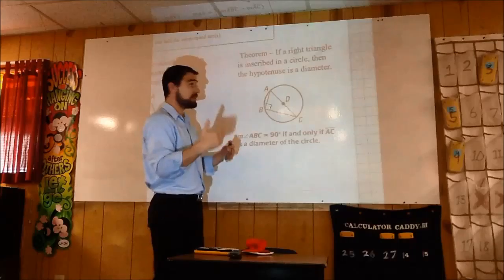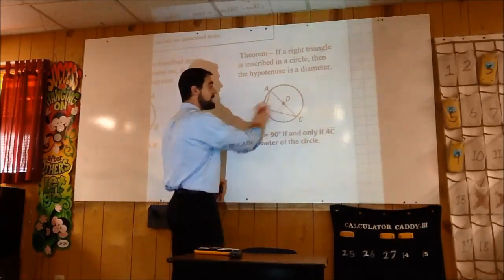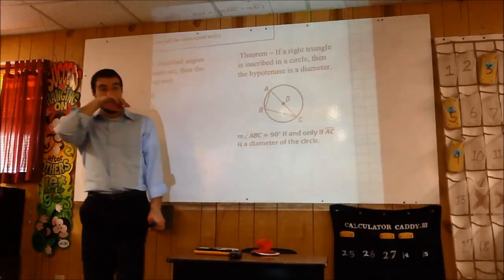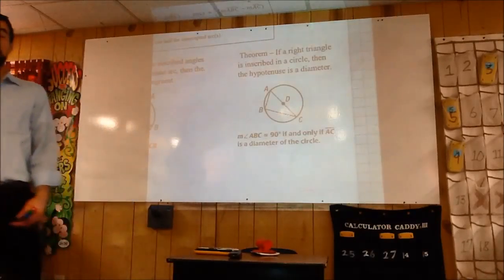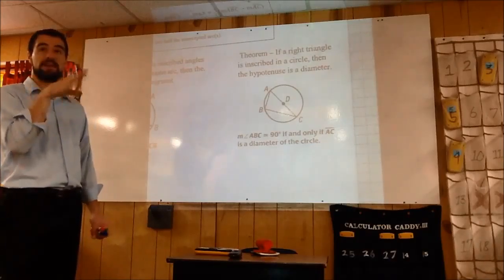Okay? But you need to know this theorem and the converse. It's going to go both ways. I may give you a diagram where you know it's a right triangle, then you would have to conclude that the hypotenuse is a diameter, or vice versa.